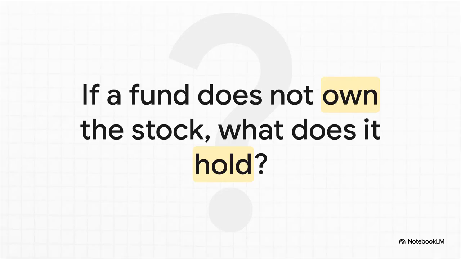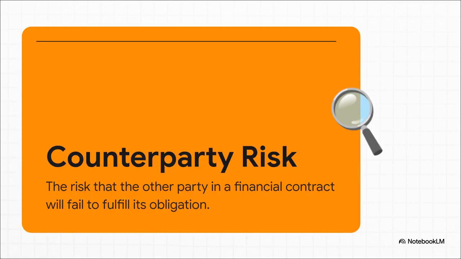So this is the million-dollar question, isn't it? If the fund doesn't physically own the stock, what does it actually hold? Well, it holds contracts, derivatives, that are designed to mimic the stock's performance. And this subtle shift introduces a whole new player into your investment equation, a third party that you are now completely dependent on. This dependency has a name. It's called counterparty risk. In simple terms, it's the danger that the other side of the trade just won't make good on their promise. They might fail to pay up.